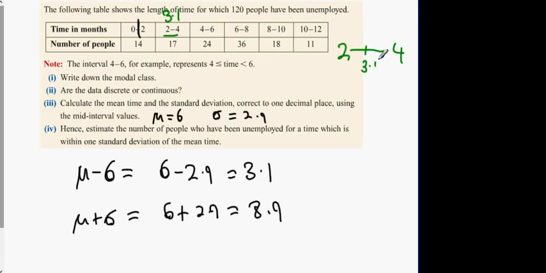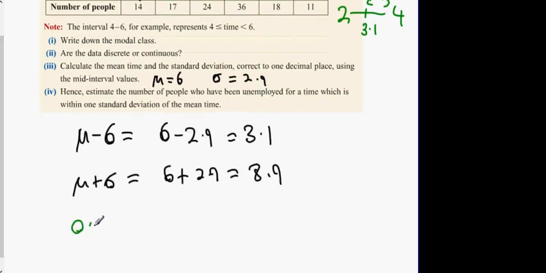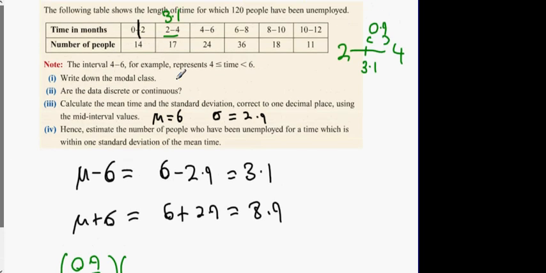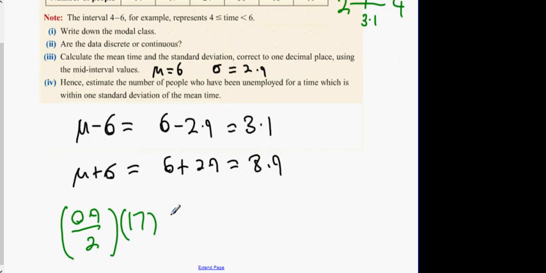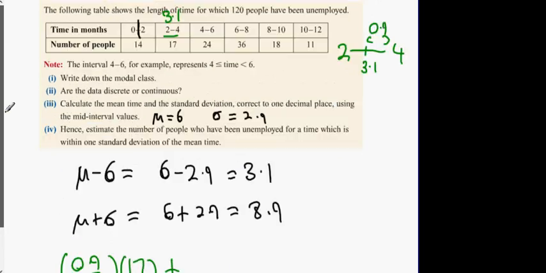So if we do 3.1, it's basically 0.9 is above 3.1, isn't it? So that means, and the bottom was 2, wasn't it? It's meant to be 2 wide, so it's basically 0.9 divided by 2, because we're taking it as a histogram. You'll see it in the next question. So we're going to do 0.9 divided by 2 multiplied by how many people in total? 17, alright. Your 24 and your 36 are still unaffected.